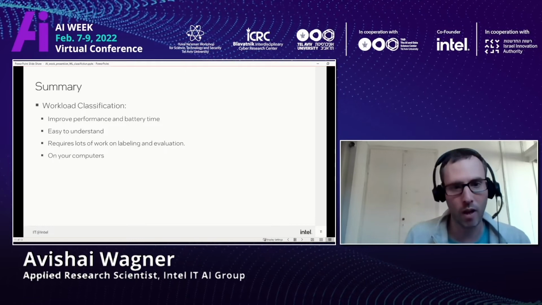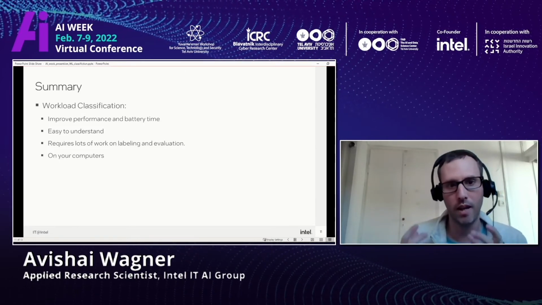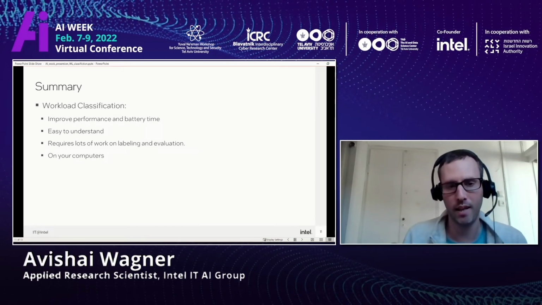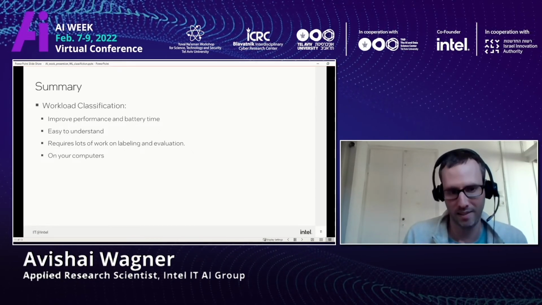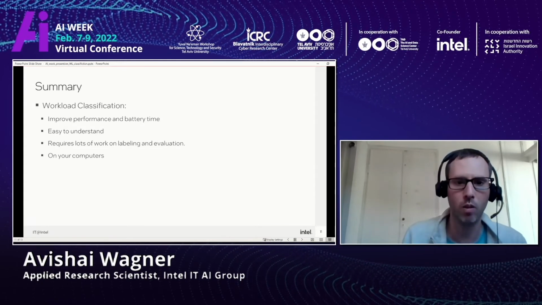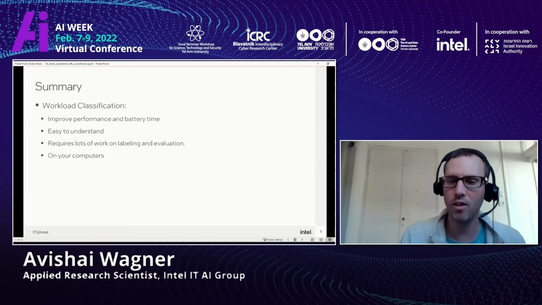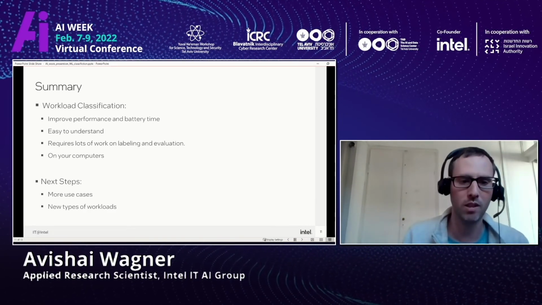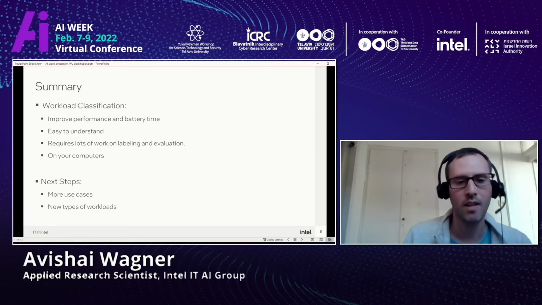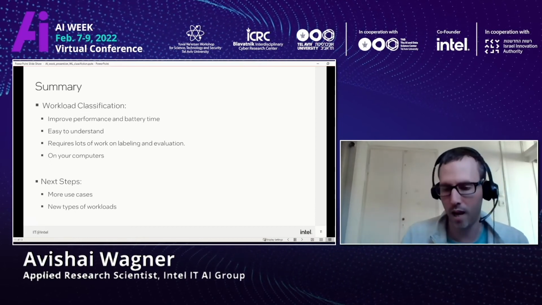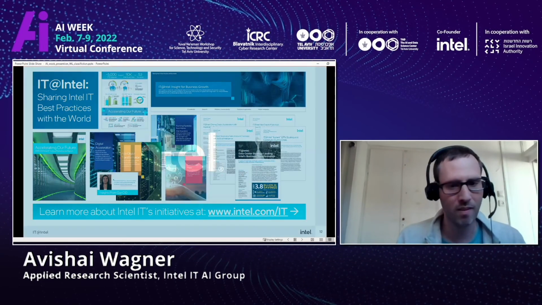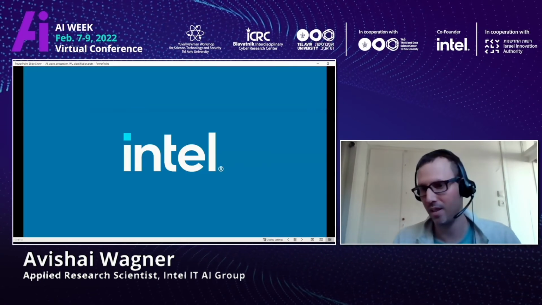It's very easy to understand. I didn't talk about it, but it's a really important part of this whole project that it's easy to understand. It required lots of work on labeling and evaluation, and it's on your computers right now. Next steps are how we want to use it for more use cases and discover new types of workloads. So this is it. Thank you very much. If you have any questions, I will be happy to answer.